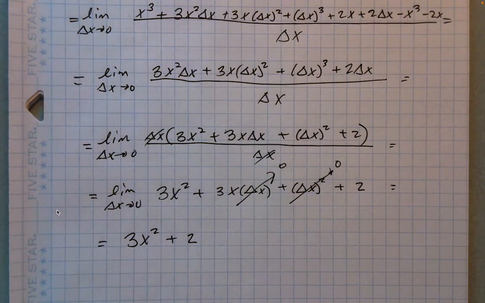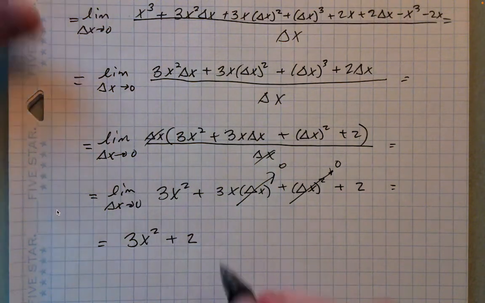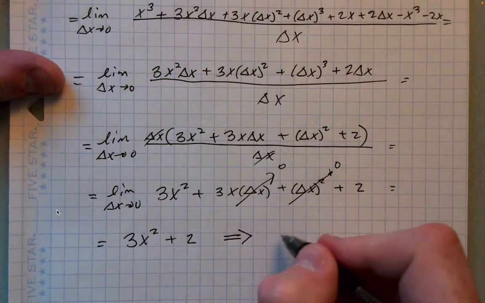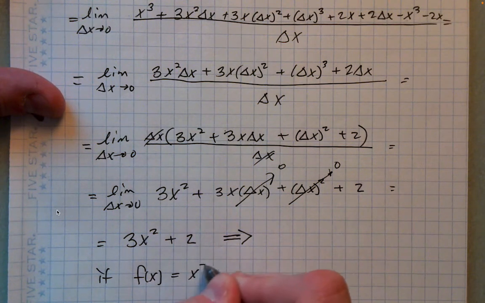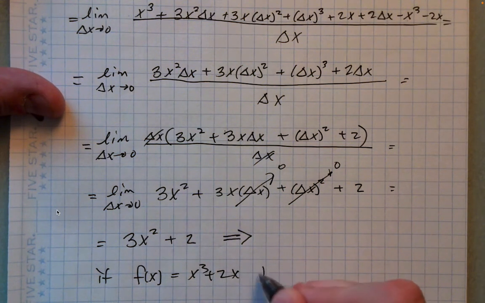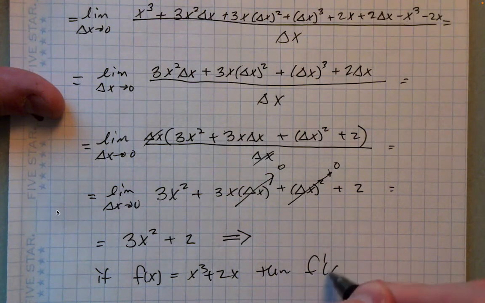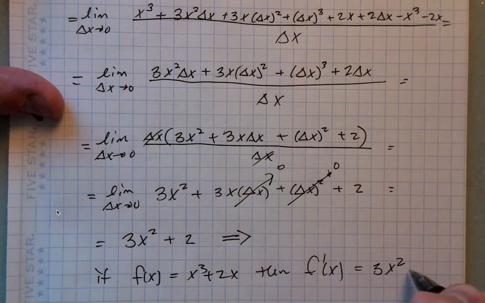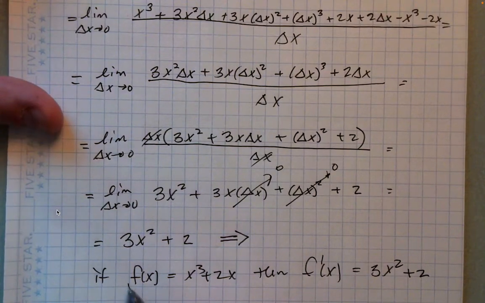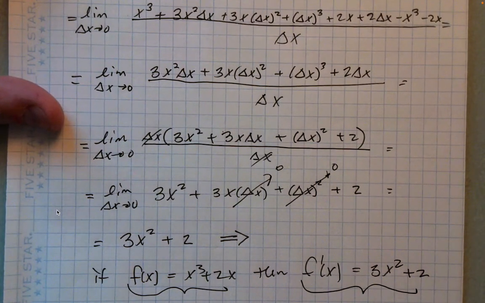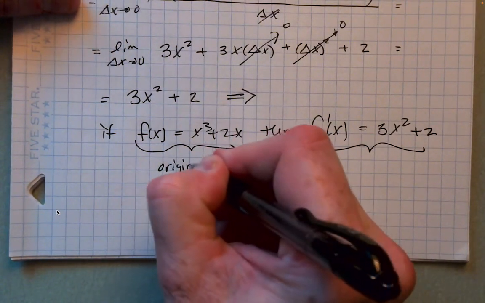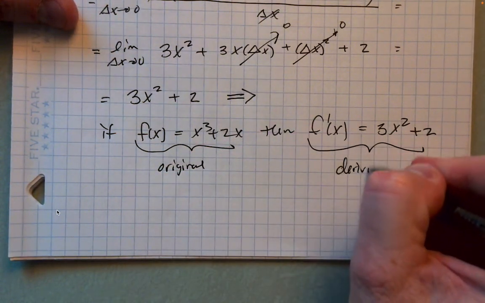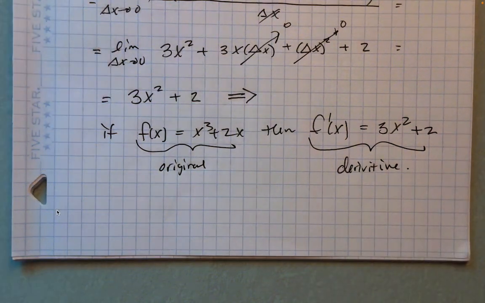So what this means is that if f of x equals x cubed plus 2x, then f prime of x equals 3x squared plus 2. So here's your original function, and here's the derivative of that function. Now, what's the relationship between the derivative and the original?